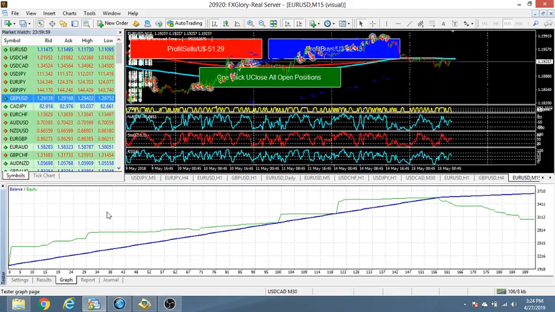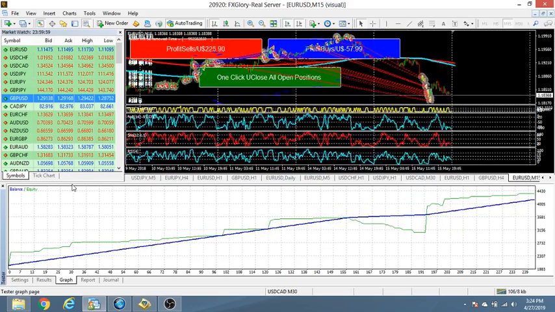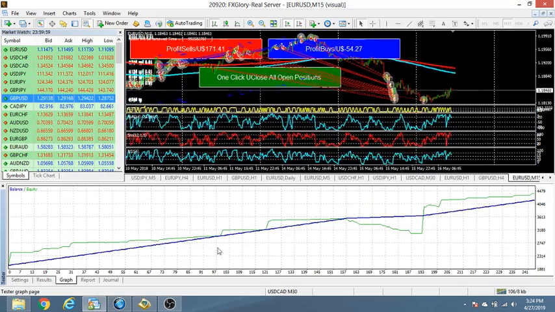This is the graph. The graph is of the backtest. It looks like this. Okay.